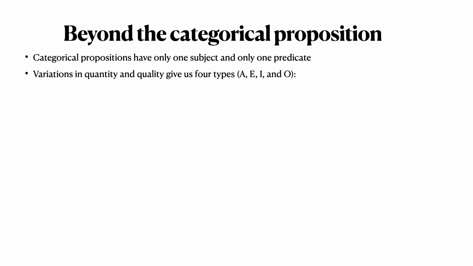So how are we going beyond the categorical proposition? What are we doing now that's different? Well, categorical propositions have only one subject and only one predicate, right? That's what makes them categorical. It's variations in quantity and quality that give us the 4 types, and that's that 2x2 matrix that became so familiar in chapters 5 and 6. There are 4 different kinds of statements that we get, the A, E, I, and O.